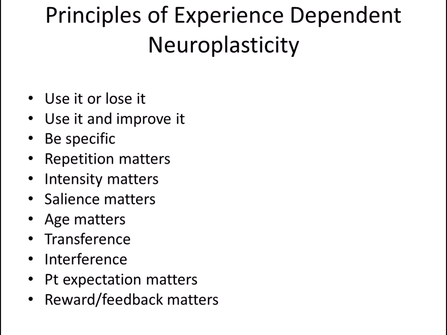Principles of experience-dependent neuroplasticity. I'm assuming this is a review for you. This is from the Kleim article. Specific principles are use it or lose it, use it and improve it. Be specific. Repetition matters. Intensity matters. Salience matters. Think limbic system. Age matters. Transference can happen with different activities that are similar, as well as interference can happen. This is particularly important if you haven't gotten to work with this person and they've been on their own for 3 months. They may have learned to walk, but that walking doesn't look anything like it should, or would not resemble a normal gait pattern. Patient expectation matters, and feedback and reward matter.